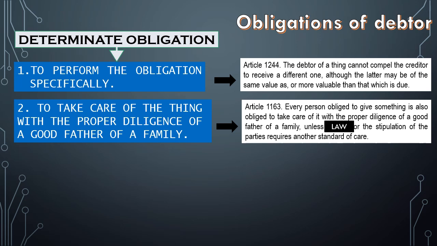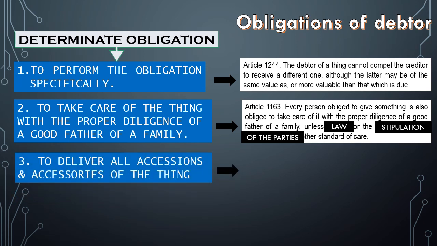For example, for your banks and for your common carriers, the law requires that they exercise or they employ extraordinary diligence. Another exception is if the parties stipulated otherwise. In the absence of law or stipulation of the parties, then you employ the proper diligence of a good father of a family.